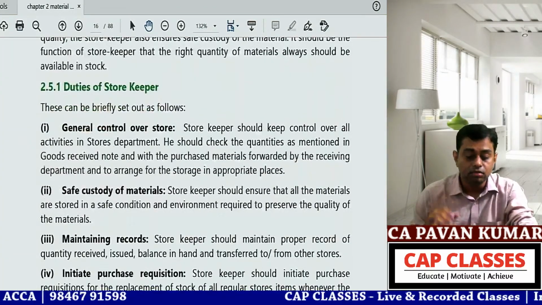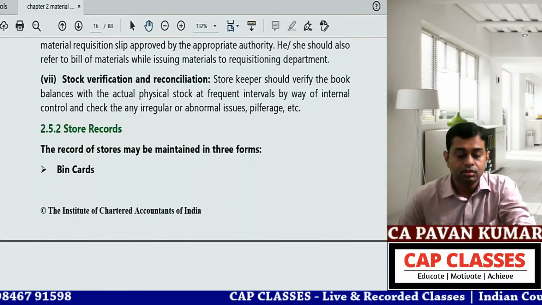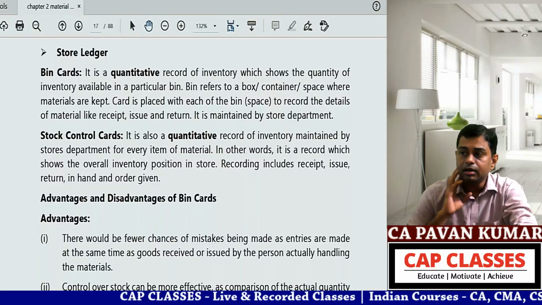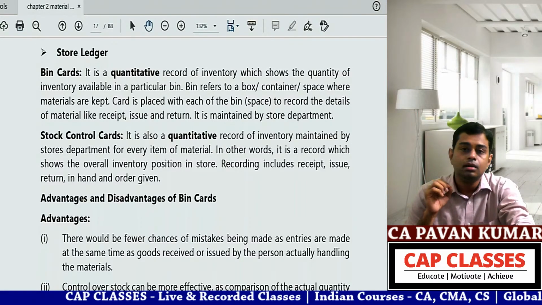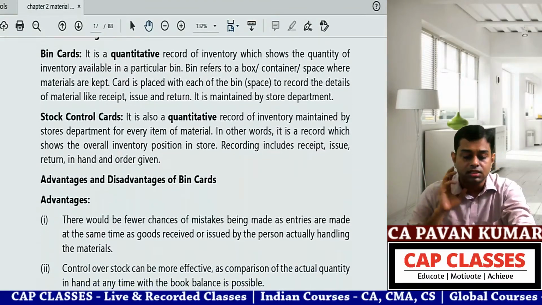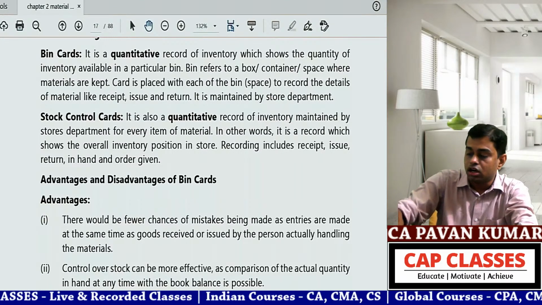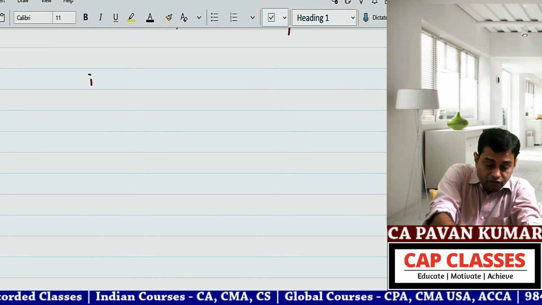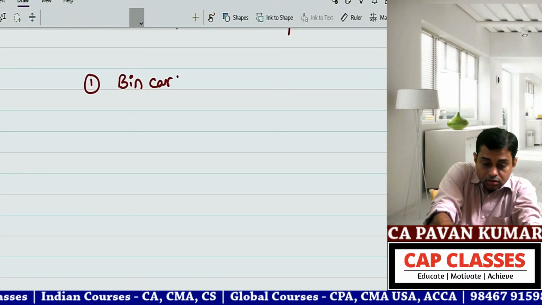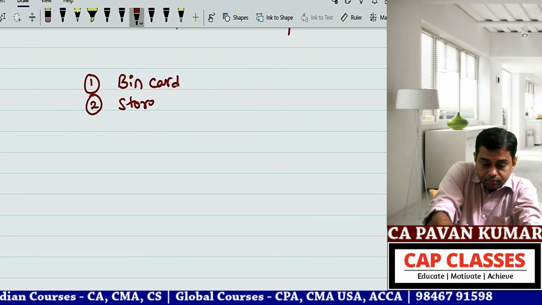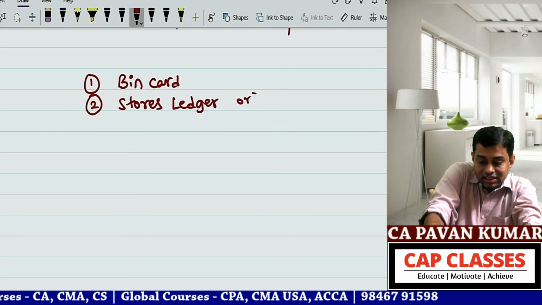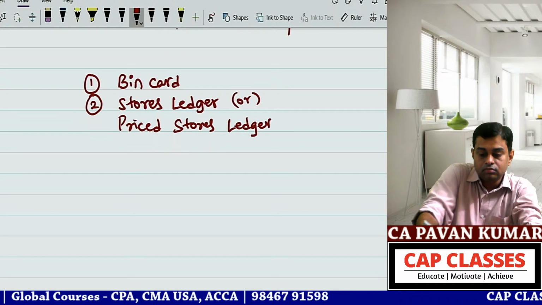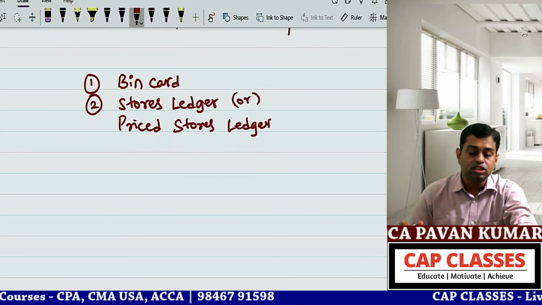Under the heading, in this regard, entity maintains two types of records. One, bin card. Two, stores ledger, the second one, which is also known as priced stores ledger.